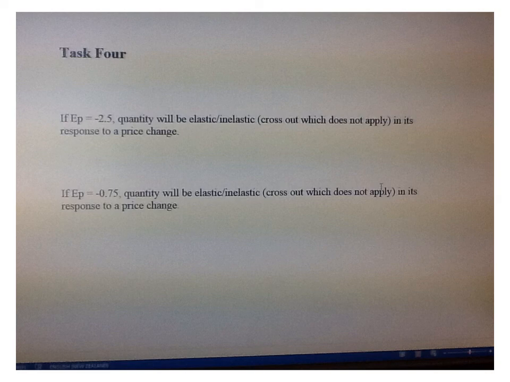Alright, okay. Cross out which does not apply. So what I'm going to do, I'm going to cheekily do that using that absolute function. And we know it's going to equal 2.5. That value is greater than 1, so we're going to get an elastic response from quantity, aren't we? Elastic response from quantity when we change its price. So I'll cross out here inelastic.